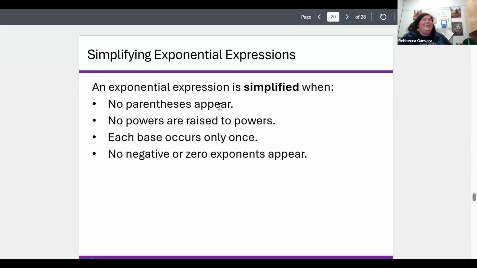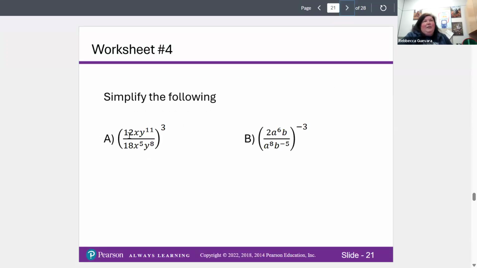Actually, you know what? That's when we can make all parentheses disappear. We can do that. No powers are going to be raised to powers. So you should only have a variable raised to a power. Each base occurs only once. And no negative or zero exponents will appear, because remember, anything to the power of zero should just be one. So that will basically take care of itself. So once again, take a moment and pause and work on these two problems here, and then come back for your answers.